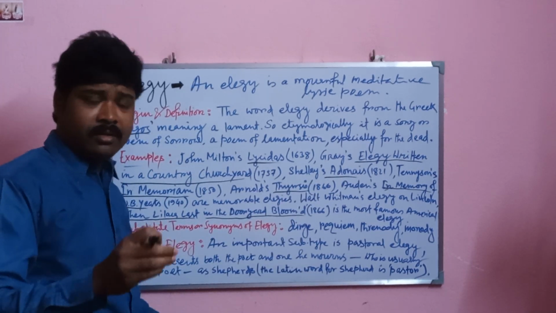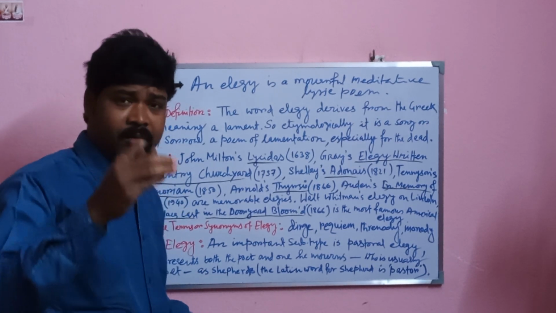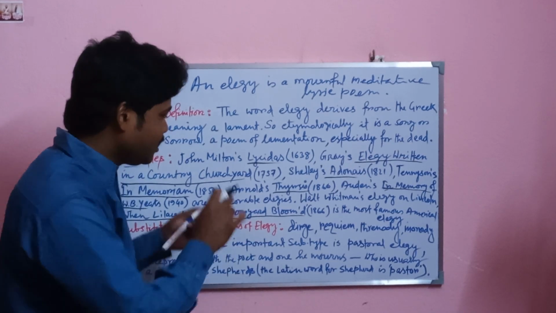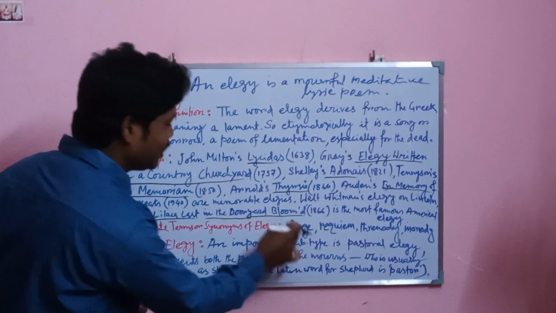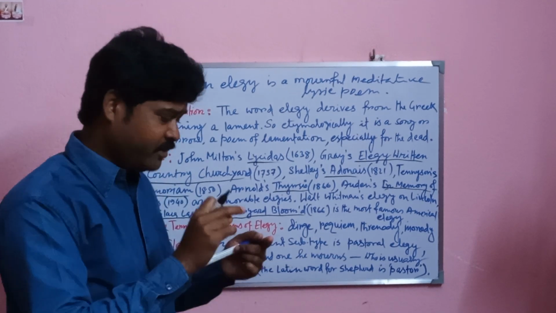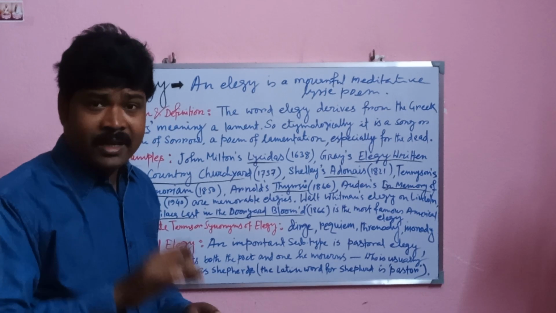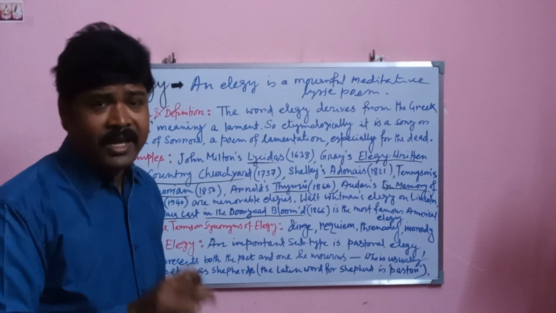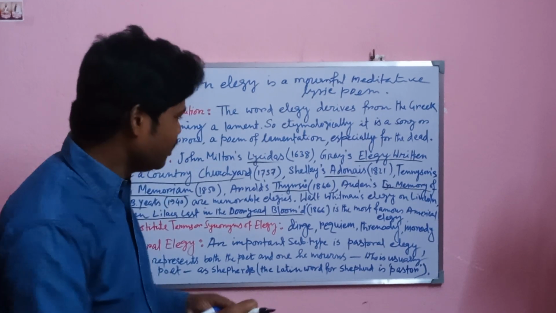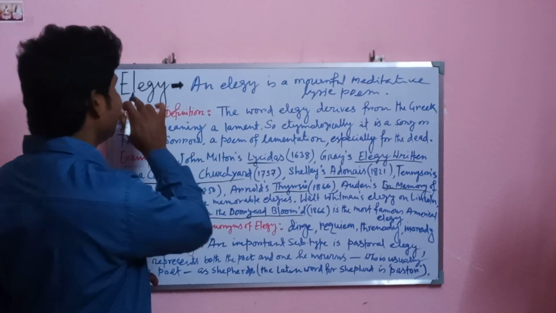Dirge is also a versified expression of grief on the occasion of a specific person's death. But it differs from elegy in a number of ways. First, it is short. Second, less formal, and it is written only to be sung. So these are the differences between dirge and elegy.